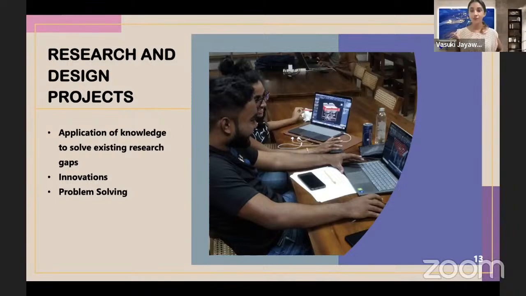So here you are going to get topics from different areas: from mining, from mineral processing, from remote sensing and GIS, and from oceanography. From these topics, you can also give inputs yourself if you have good ideas. And from the research and design projects, you can also secure some good opportunities.